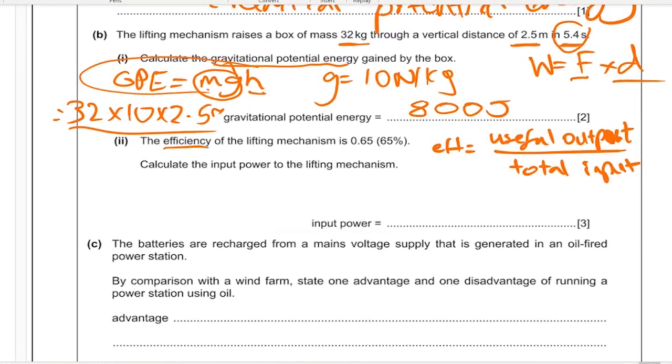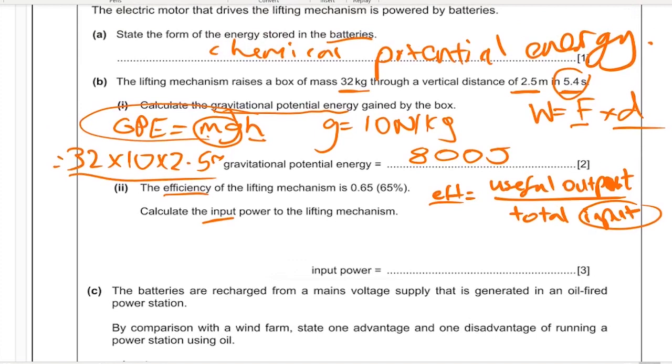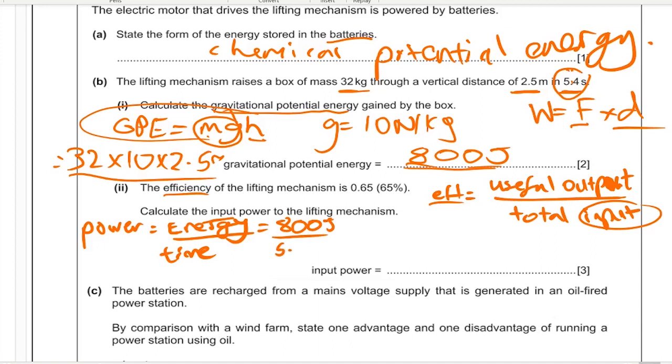The question is asking us for the input power. So we're looking for this value, the total input power. It gives us the efficiency, 0.65, and it is not giving us the output. But it tells us that it's 65% of the input. Now, we actually know what the gain in gravitational potential energy is from the previous question. We know that it gains 800 joules. And we also know, going back to this time, that it's in 5.4 seconds. So the power is equal to the energy over time. The energy that it gains in this situation is 800 joules, and it does that in 5.4 seconds.